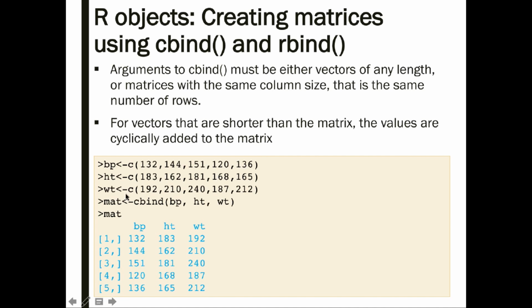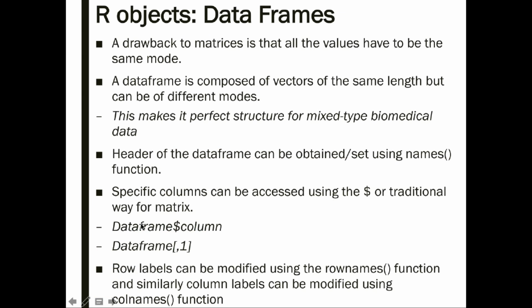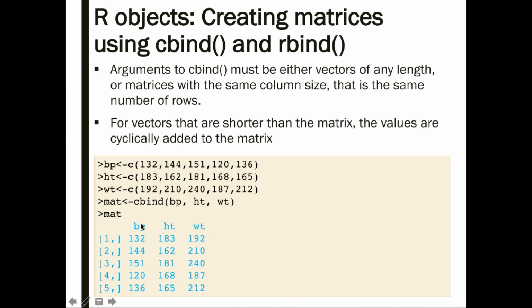So here, I can create a matrix by doing a column bind of these three vectors. This will combine all three of them into one matrix. Now R knows that you put these three vectors together, so it keeps the names together, but the rows it doesn't really know yet. So you can change the row names as you wish.